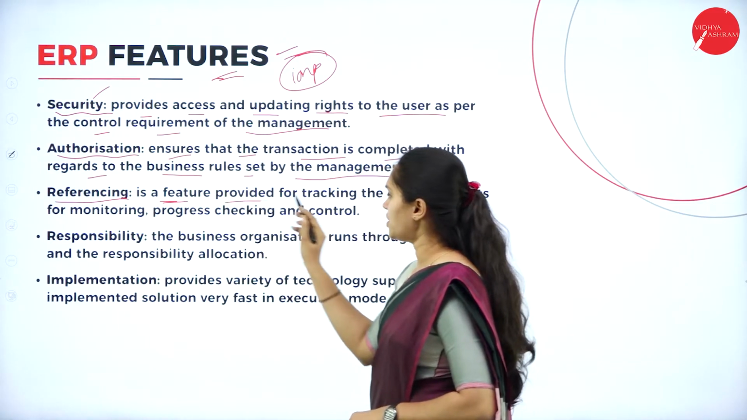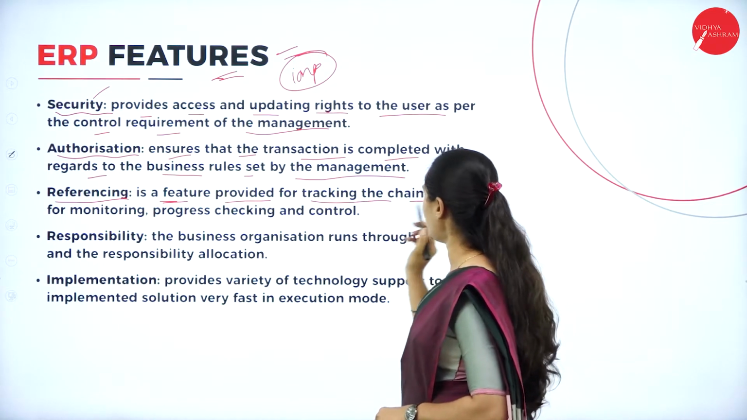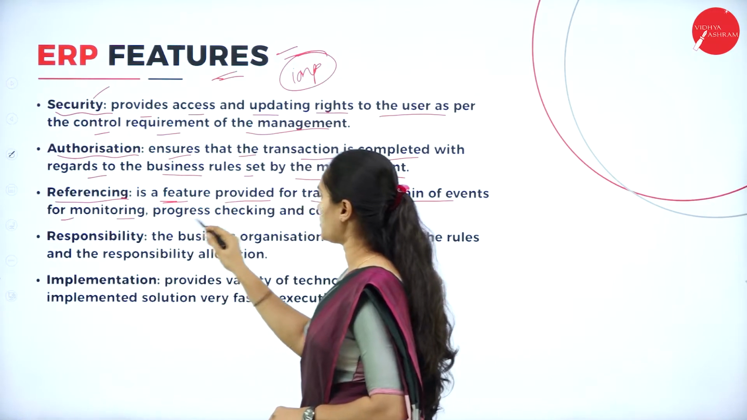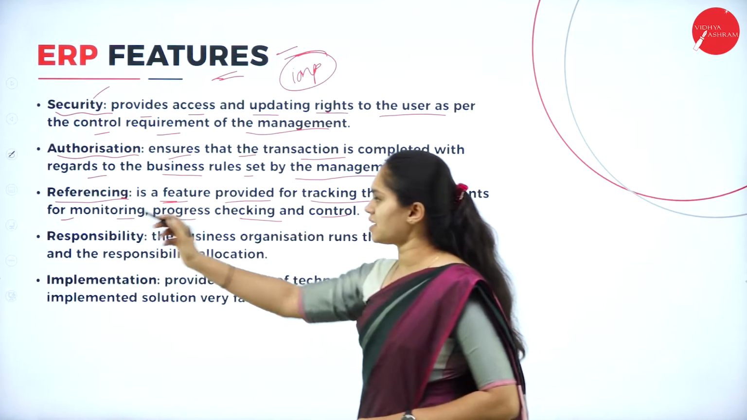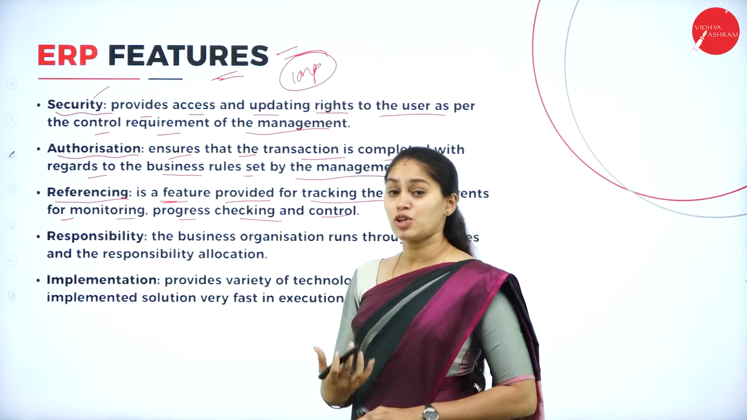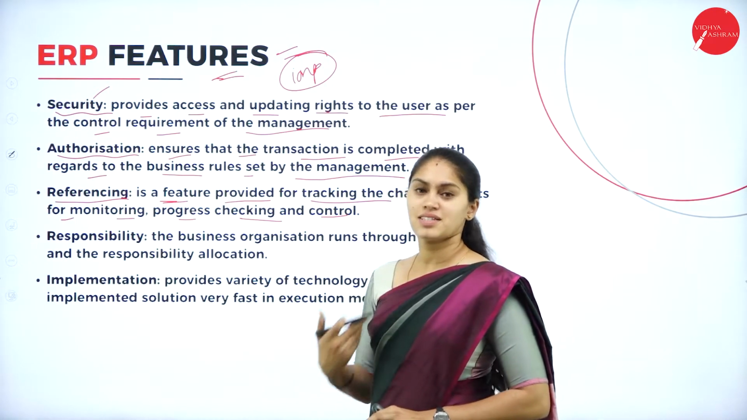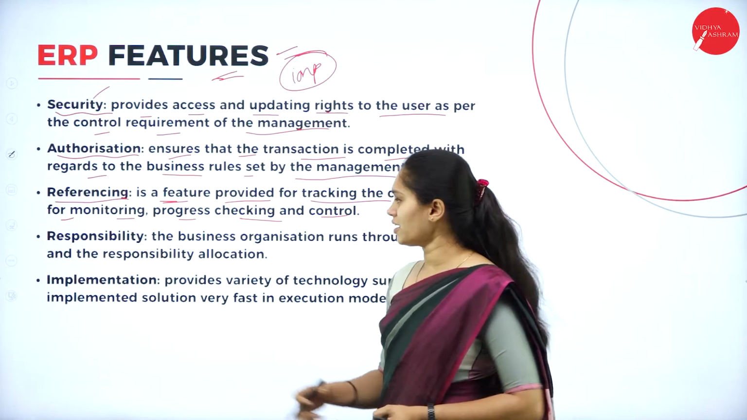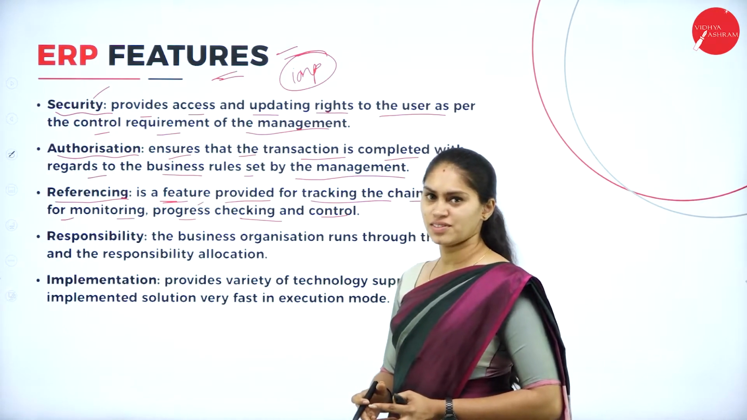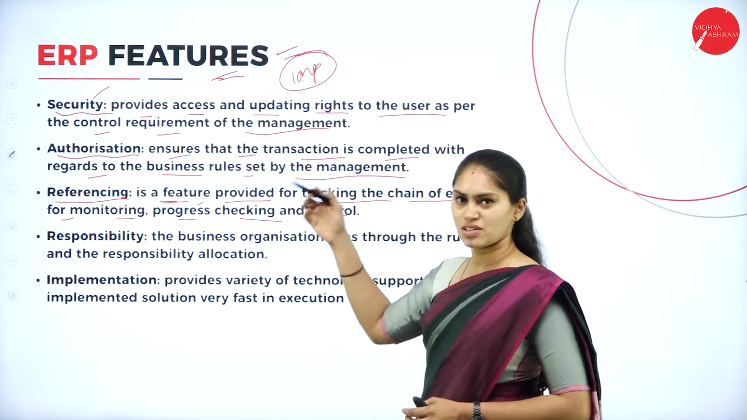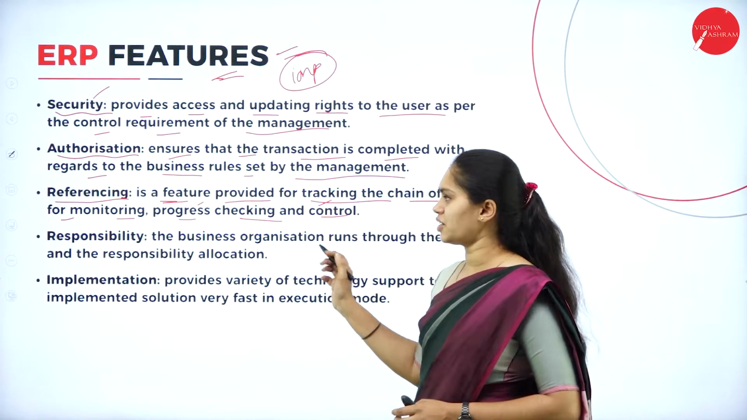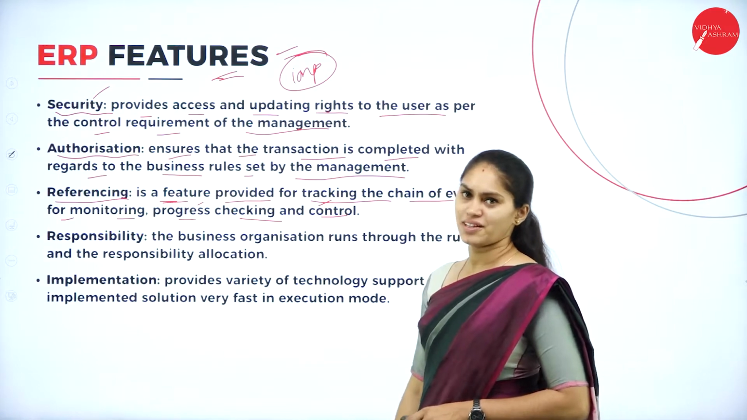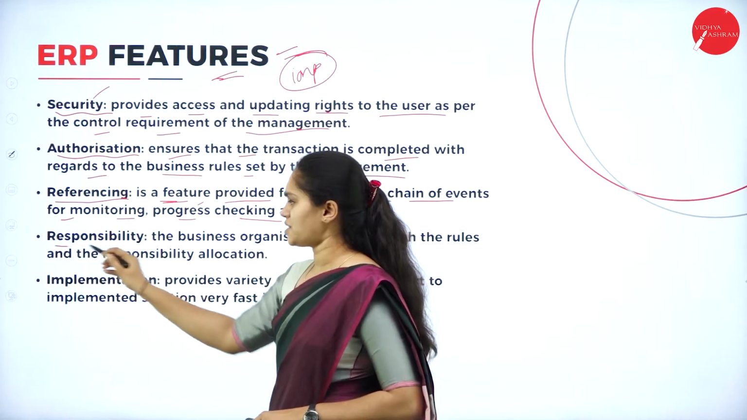So it is a feature provided for tracking the chain of events for monitoring progress, checking and control. They use this chain of events in order to monitor how it is working and what the progress of this particular organization or transaction is, and then it is going to keep track of the control. That is related to what? Referencing.